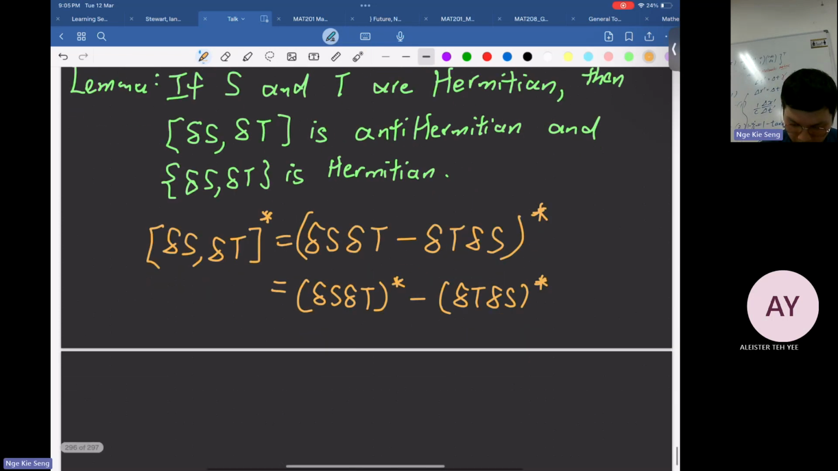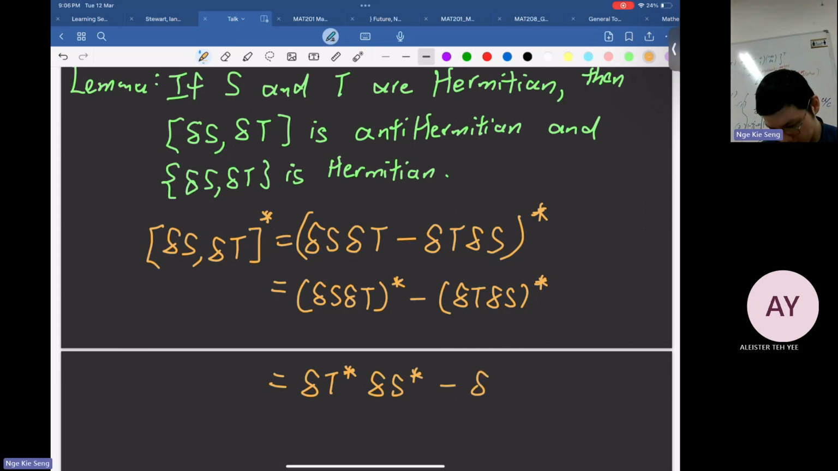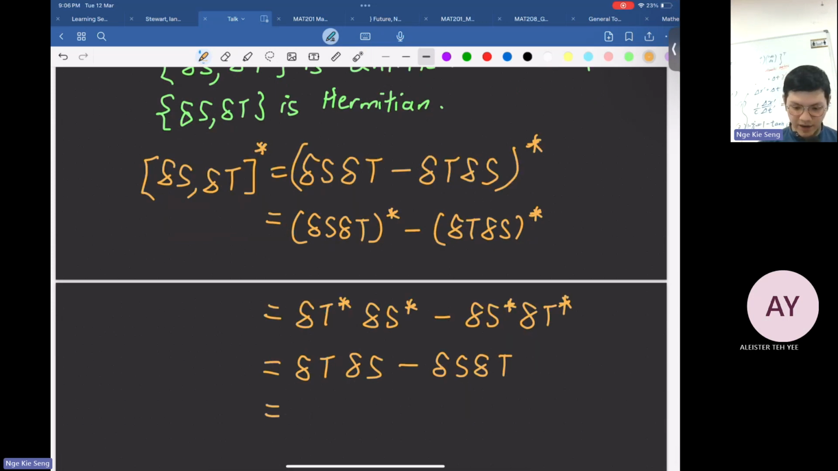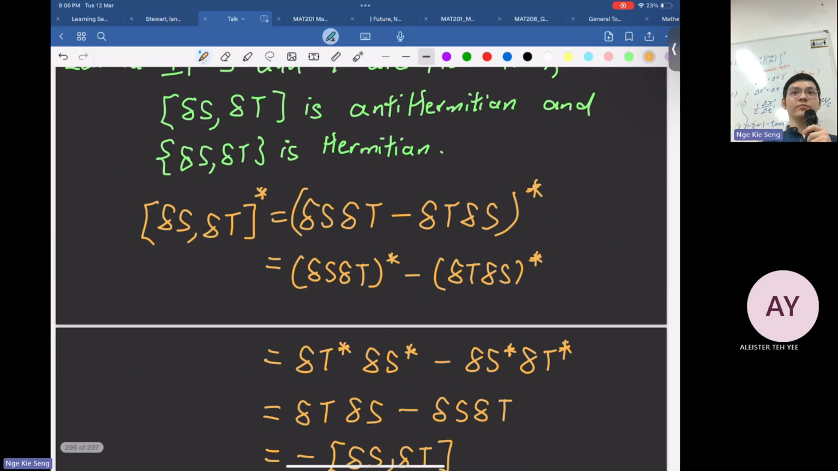If I do this adjoint, what do I get? Delta t adjoint delta x adjoint, minus delta x adjoint delta t adjoint. But we have just proved that delta t and delta x are Hermitian, so these are just delta t delta x minus delta x delta t. This is exactly the minus of the commutator. So this is anti-Hermitian. Similarly, you can do it for the anti-commutator, which is Hermitian.